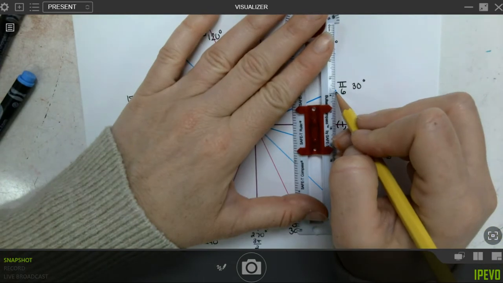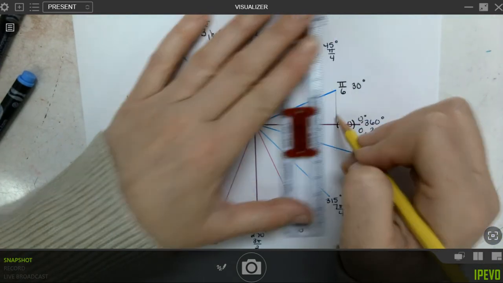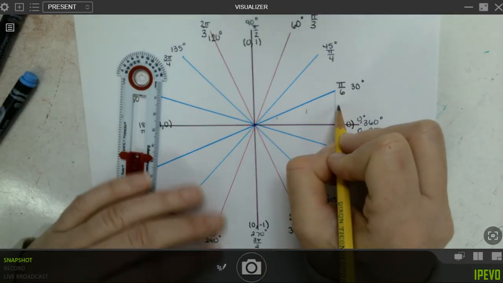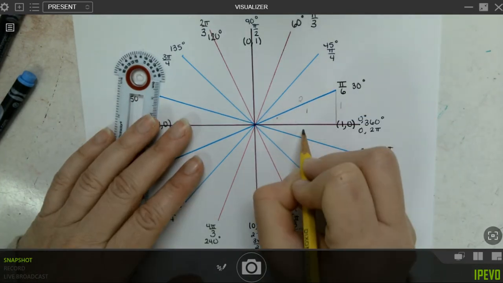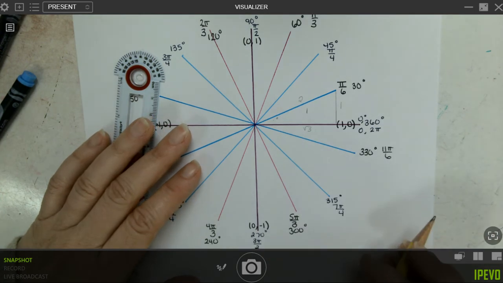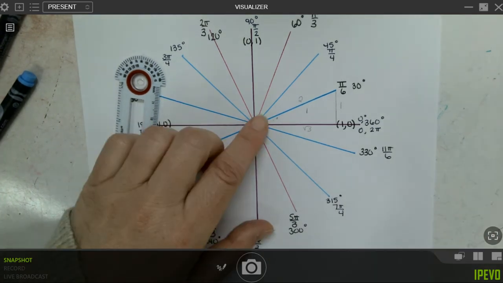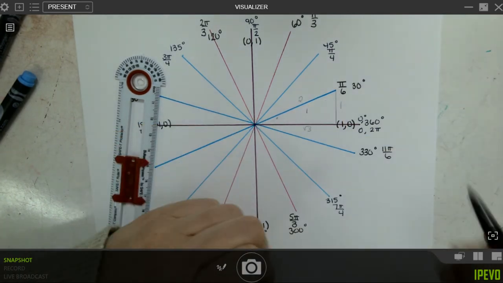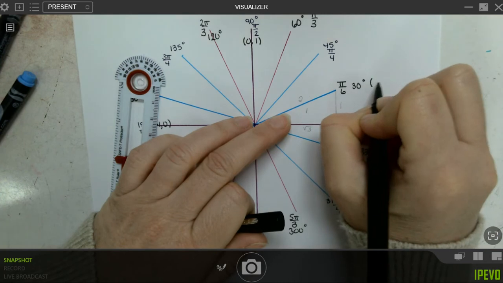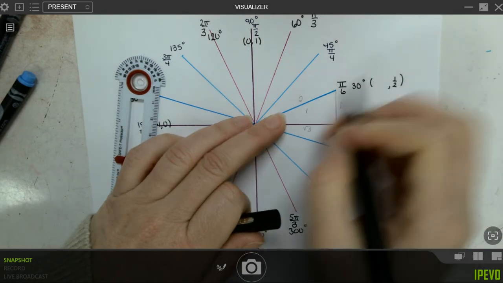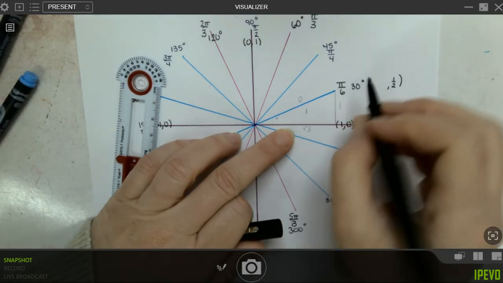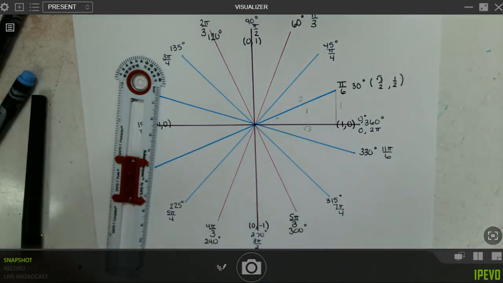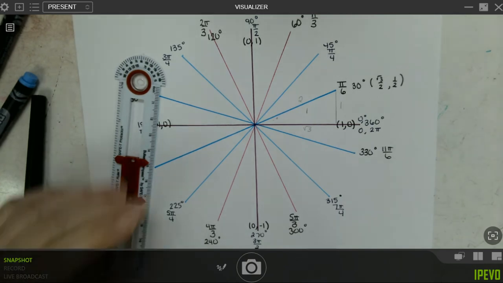So if you picture our reference triangle with our reference angle, this is the 30-degree angle, so that would be 1, 2, root 3. So the sine of that would be 1 over 2. So that's going to be our y coordinate. And cosine of that is root 3 over 2. So our coordinate there is root 3 over 2 and 1/2.